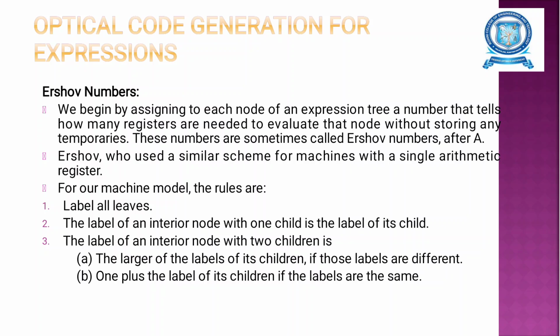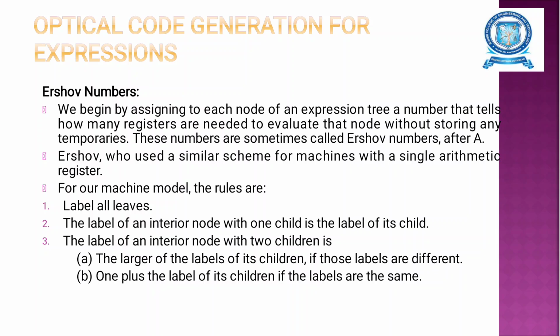where the numbering scheme is used to generate optimal code for a given expression. These are Ershov numbers. We begin by assigning to each node of an expression tree a number that tells how many registers are needed to evaluate that node without storing any temporaries. These numbers are sometimes called Ershov numbers after Ershov, who used a similar scheme for machines with a single arithmetic register.